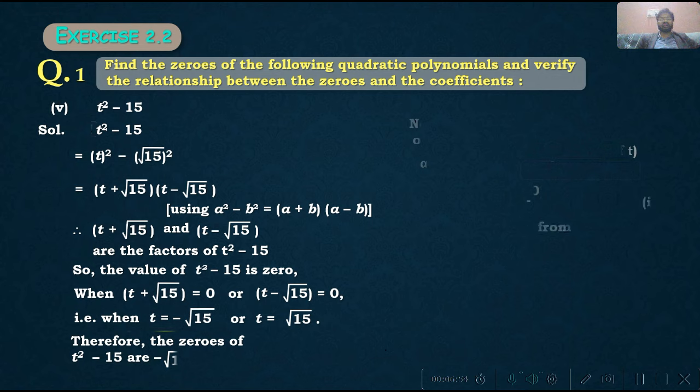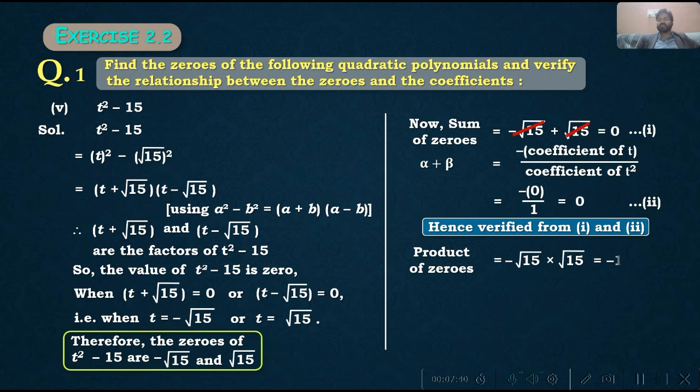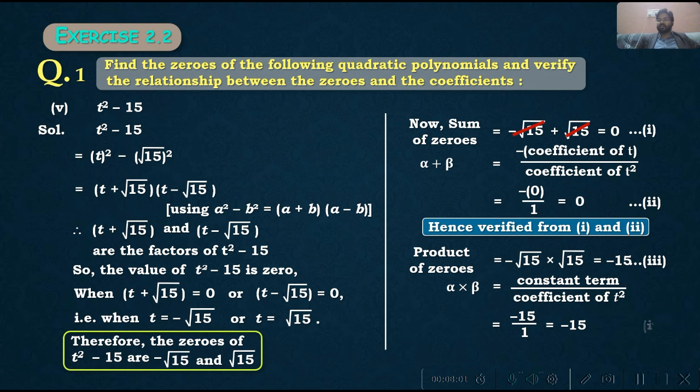Similarly, the product of zeros is equal to minus root 15 into root 15, that is minus 15. Now alpha into beta is equal to the constant term upon the coefficient of t square. The constant term will be minus 15, the coefficient of t square is 1. So the answer will be minus 15. Equation 4. Hence 3 and 4 are verified.